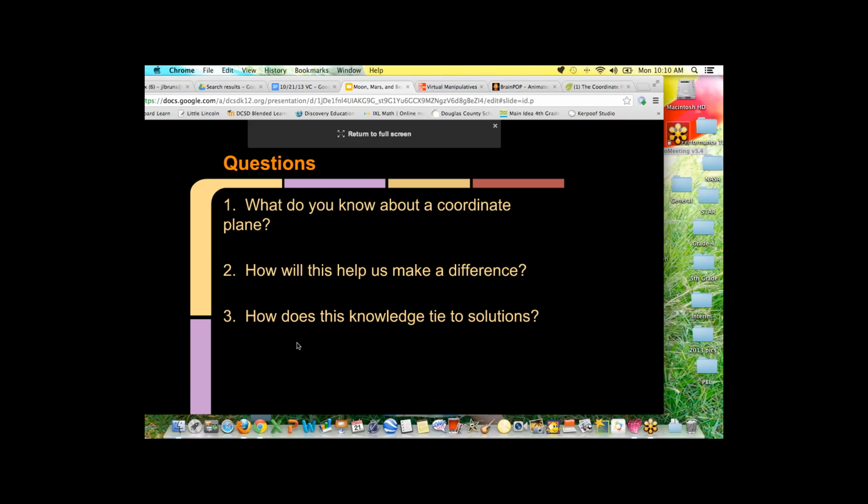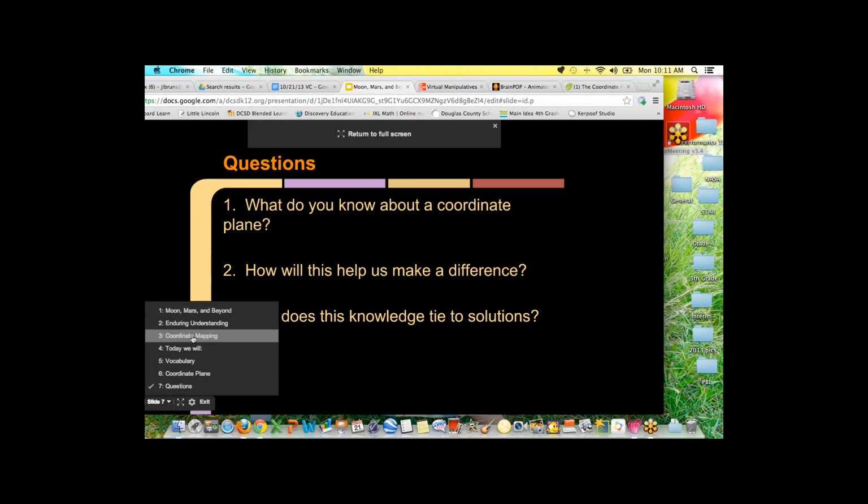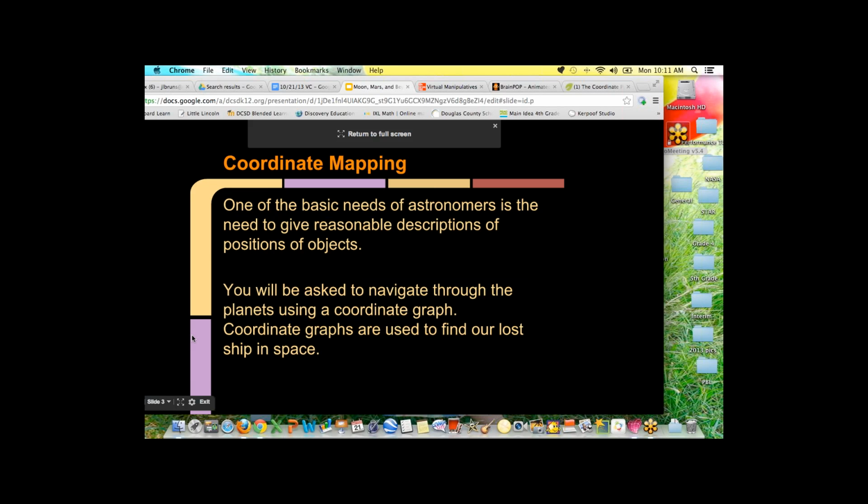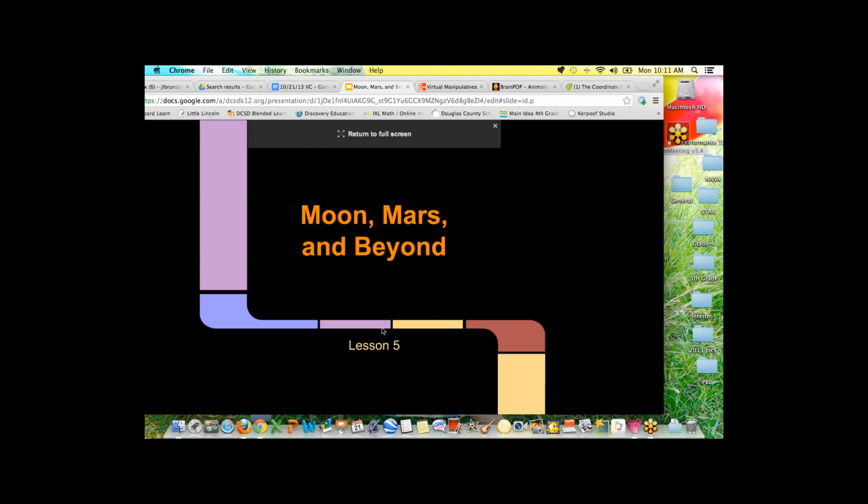All right, so what do we now know about the coordinate plane? Anyone? Well, we should know that it makes graphing points a lot easier, right? Let's go back to that very first slide. And what we should see about a coordinate plane now is that it helps us put points on a map, basically. And that's what we're going to be doing when we're navigating through the planets and through space: we're going to be able to put those different points on a coordinate plane.